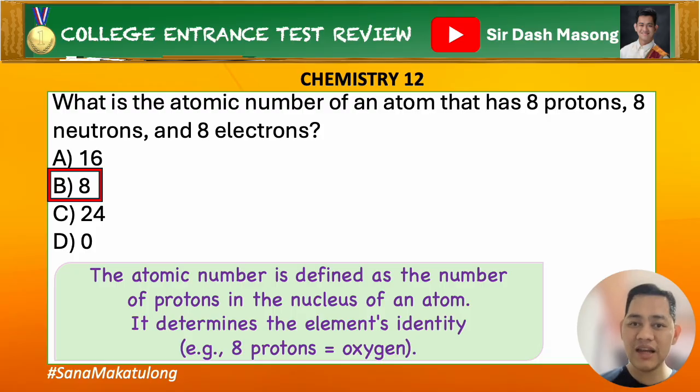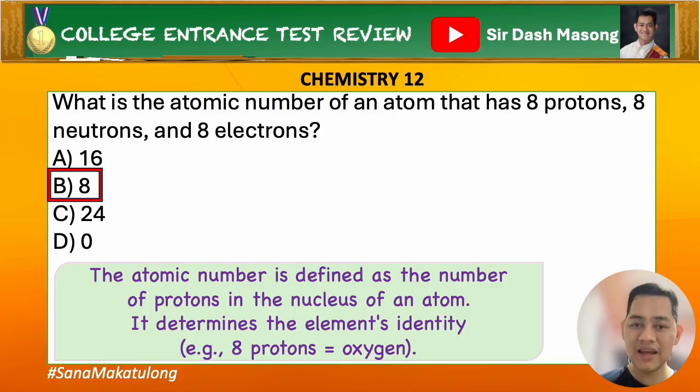Yung neutrons and electrons do not affect the atomic number. So, hindi siya kasama sa binibilang. So, mali si A, of course, yung 16, ang tawag dun actually yung mass number niya. Yung mass number niya ay yung number ng protons plus neutrons. Pero hindi yun yung atomic number.